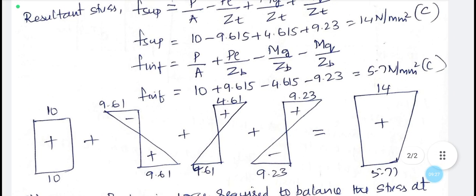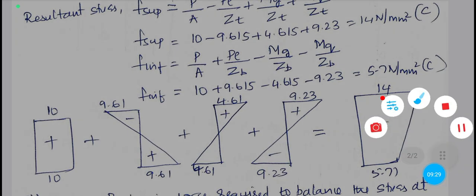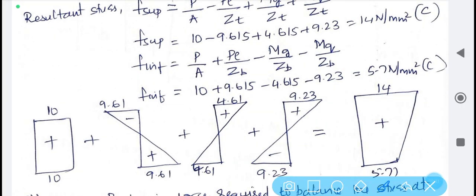And see, it can be noted here. F superior, here it is plus 10, therefore it is 10, minus 9.6, therefore here minus, it is taken to the left, plus 4.65, therefore it is drawn to the right of the reference section, plus 9.23, it is drawn to the right of the reference section. And accordingly F inferior also it is being drawn here.